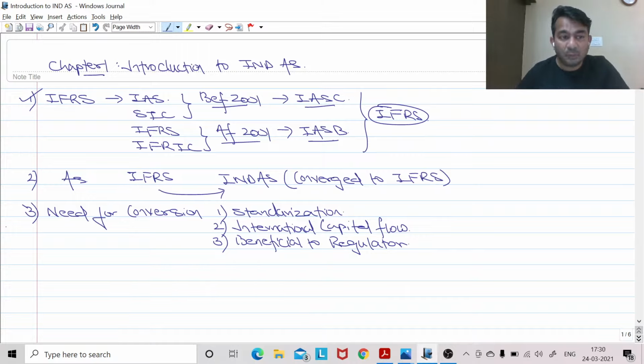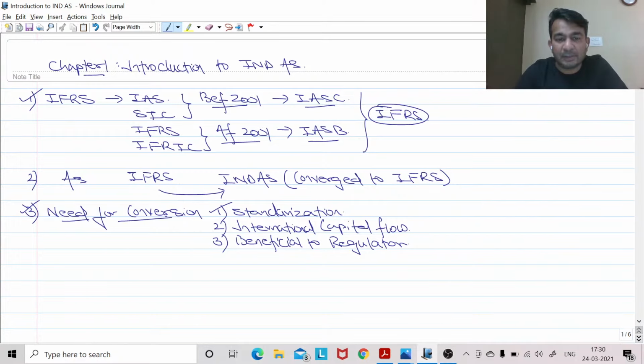So guys, what was the need? The need for convergence, as you can see in my pocketbook also, and I've created a small sheet here also. The need for convergence was standardization, that we wanted everyone in the international community referring to the standards at a simple level.